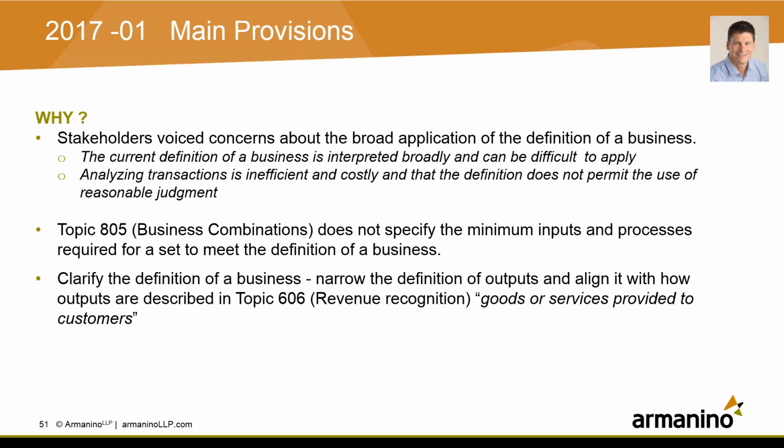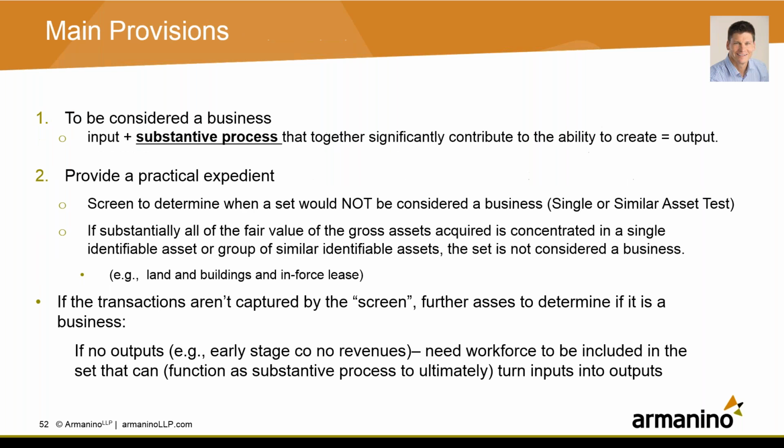So they narrowed the definition of what is a business, and they started here with narrowing the definition of outputs. Right now, under the existing standard, anything is considered an output if it provides a return in the form of dividends, lower costs, or other economic benefit directly to investors. And they said, let's align the definition of outputs more with the new RevRec standard. And the RevRec standard obviously focuses on goods and services provided to customers.